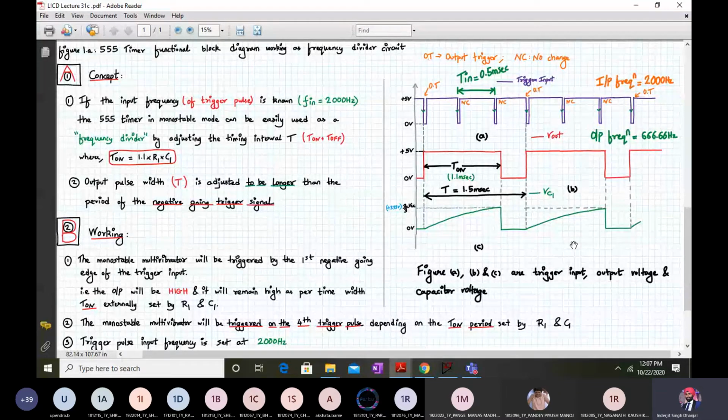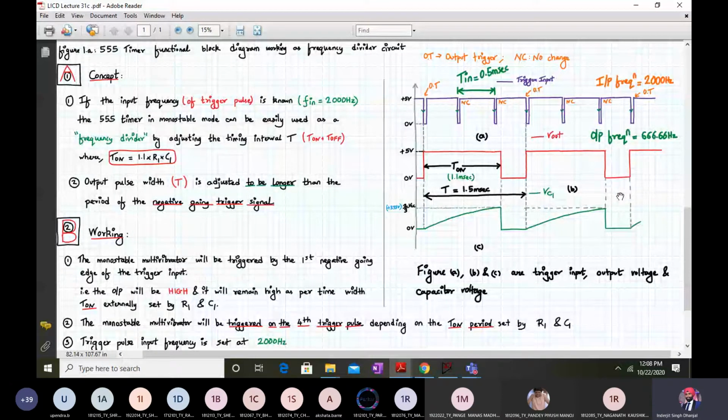We have seen the working. I'm not repeating the working of the monostable multivibrator. You all can refer to the lecture video or the OneNote handout. Okay, so now my output is low and my capacitor voltage is also low. So my circuit will wait for the next trigger pulse, and the next trigger pulse is arriving over here, which is my fourth trigger pulse. Again my output will become high, and again my capacitor will take some time to charge to 2/3 VCC.